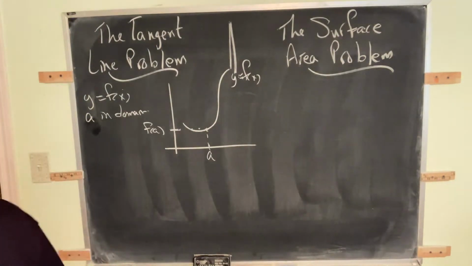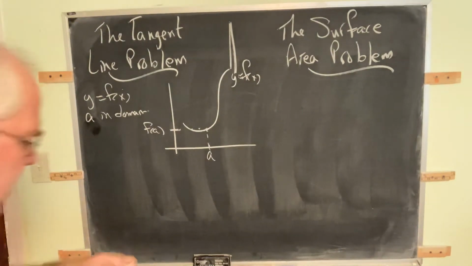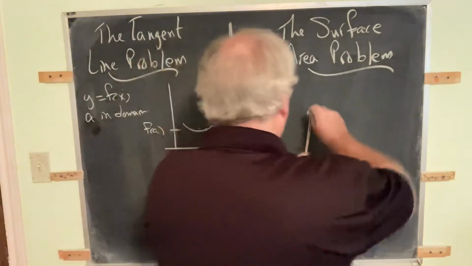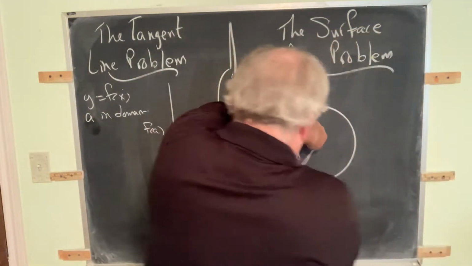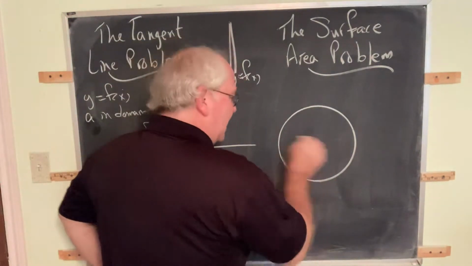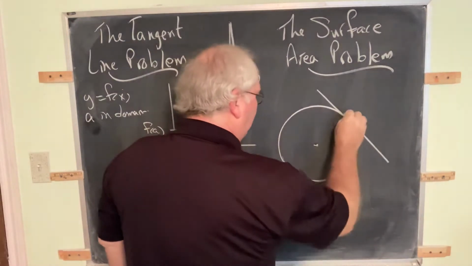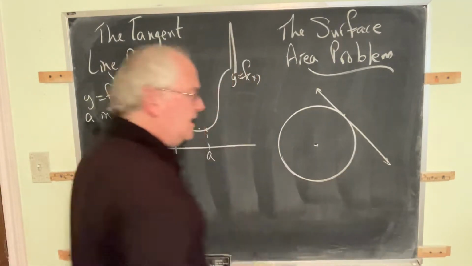Now, what do we mean by that? Well, we know what a tangent is to a circle. If I have a circle here, we need maybe a little terminology. A tangent is a line that intersects the circle in exactly one point. So that is a tangent to a circle.